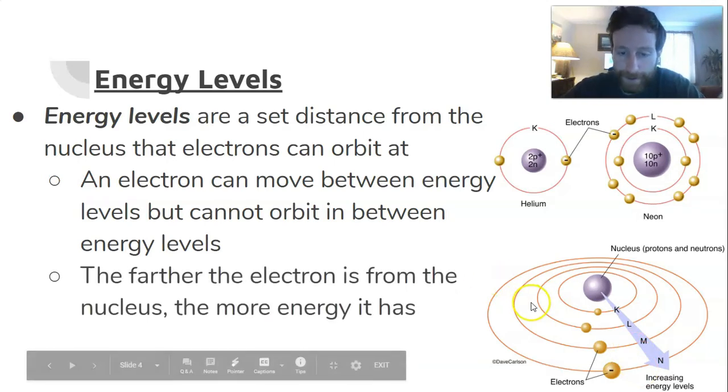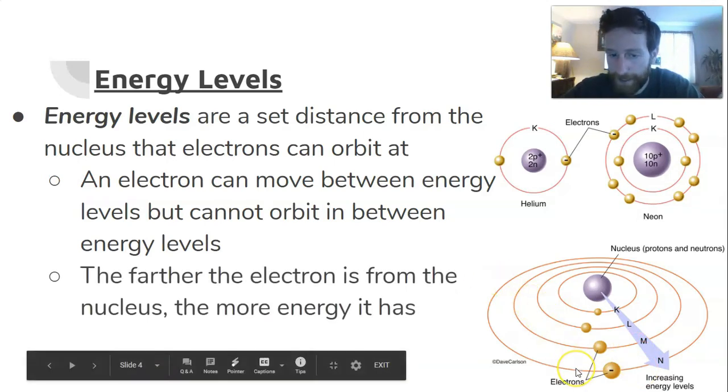The farther the electron is from the nucleus, the more energy we say that it has. That's why they're called energy levels. Even though they're distances, they're also correlated to the amount of energy of the electron. And moving away from the nucleus is increasing energy.